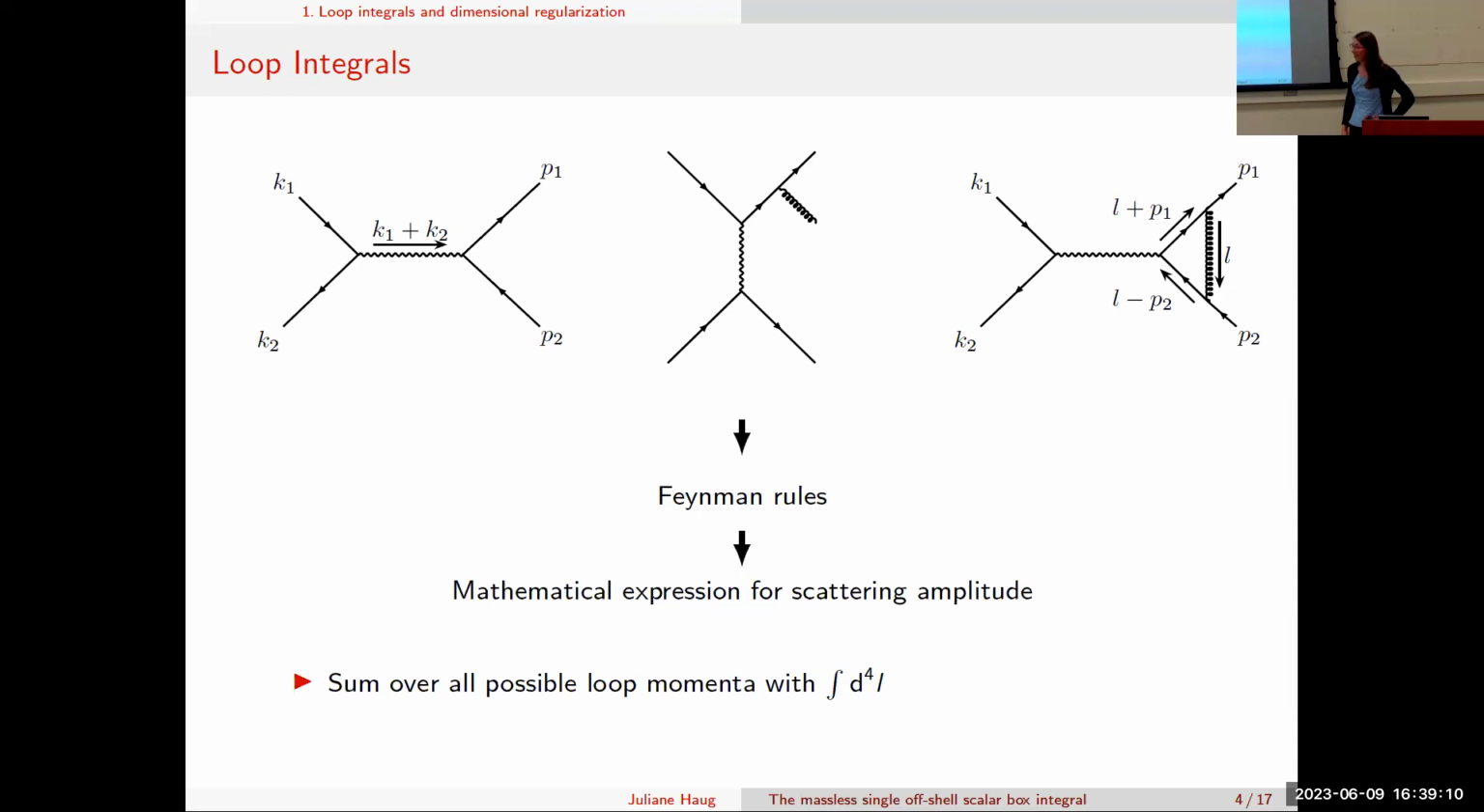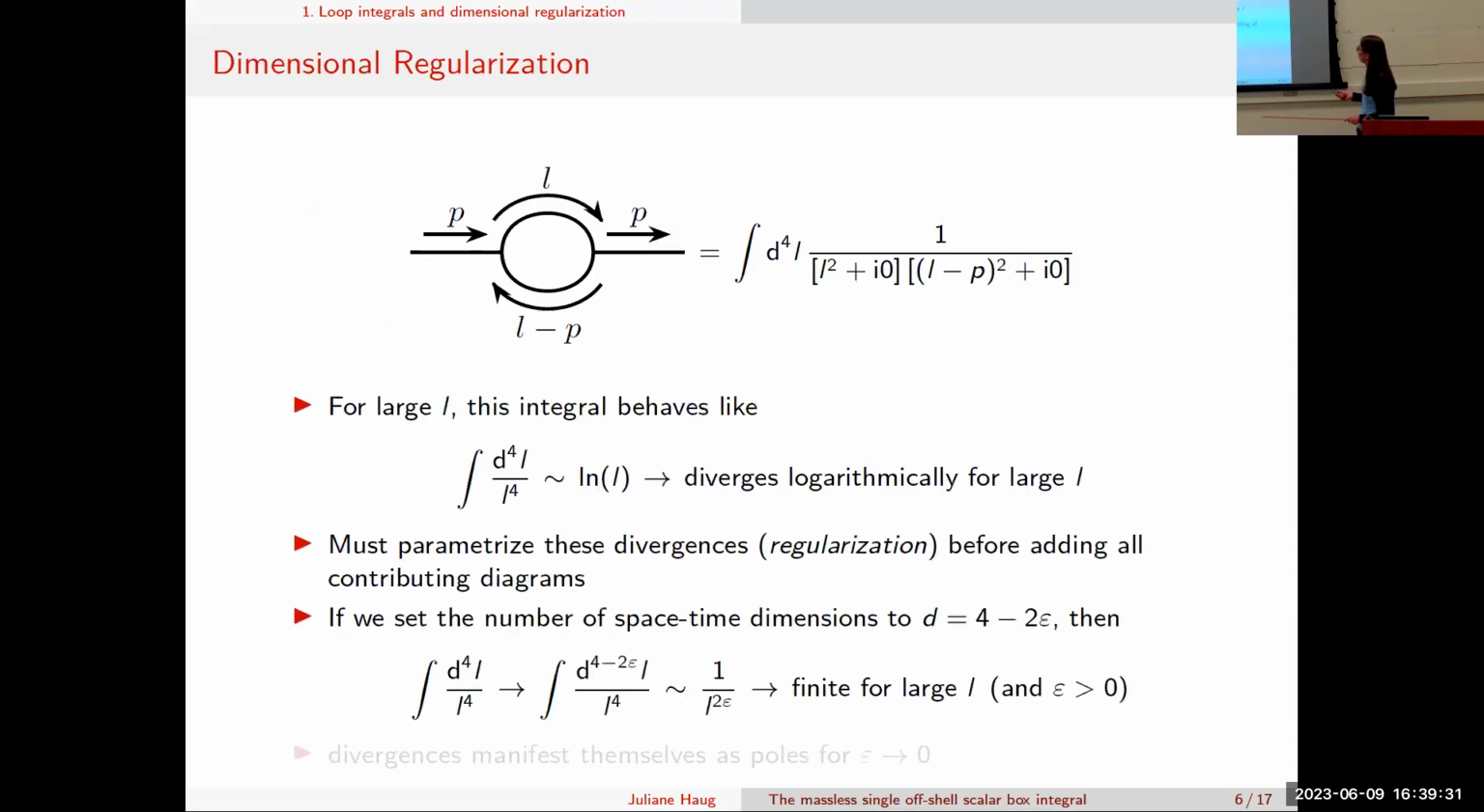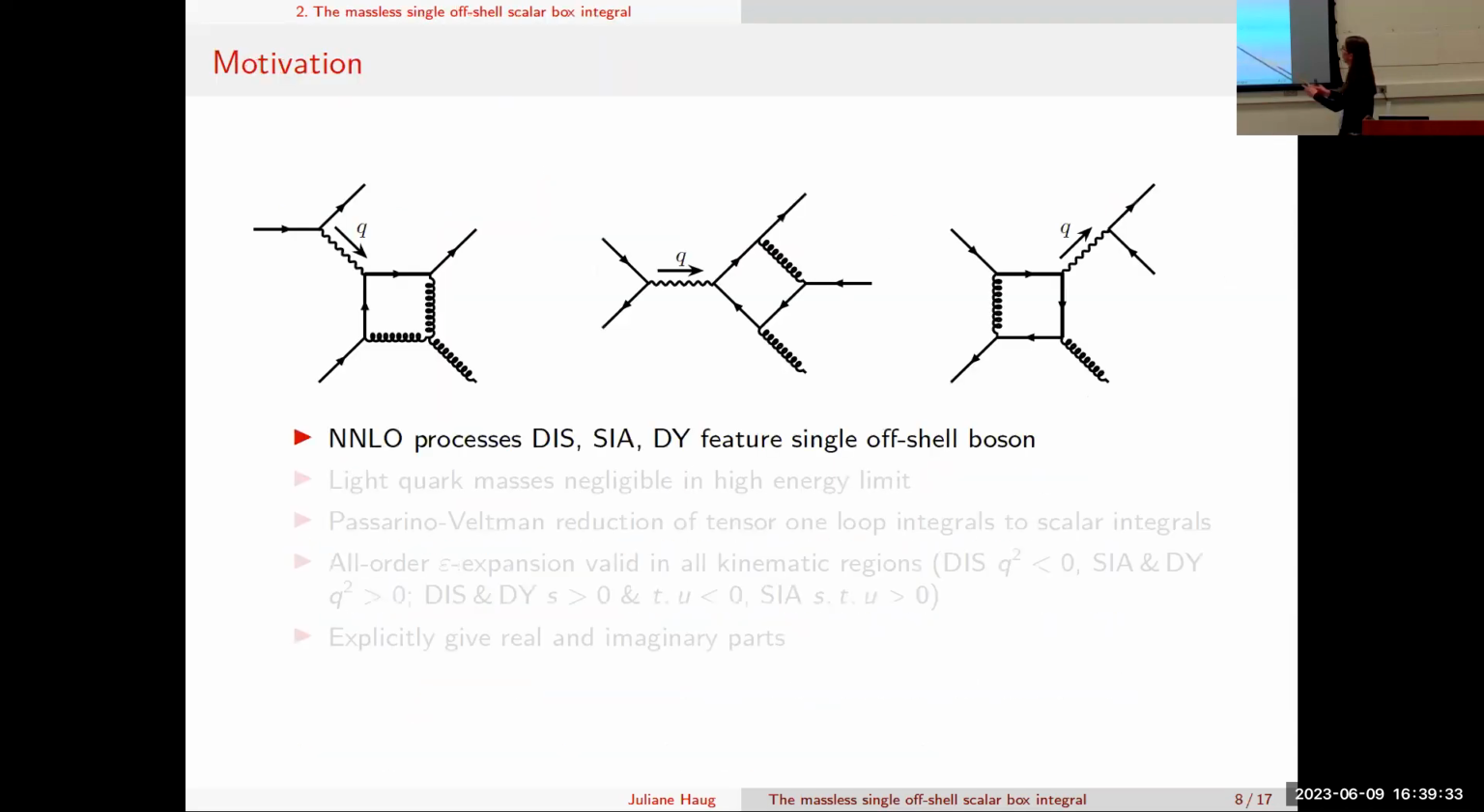Is the way to calculate higher orders, going beyond leading order to next to leading order, the final goal of your project? Yeah, the goal of my project is to calculate the SIDIS cross section at next to leading order. So the box integral shows up for me here.